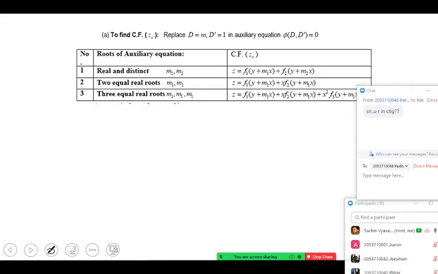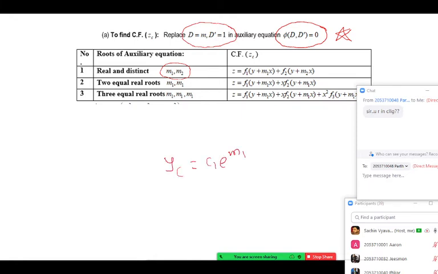So we'll observe the important thing. The important thing is phi of D comma D dash equal to 0. This is the auxiliary equation, and we are going to replace D by m and D dash by 1. Suppose the roots are real and distinct, m1 and m2. Now see the change. In LDE, when m1 and m2 are the roots, we write its Yc, the complementary function, as c1 e raised to m1x plus c2 e raised to m2x.